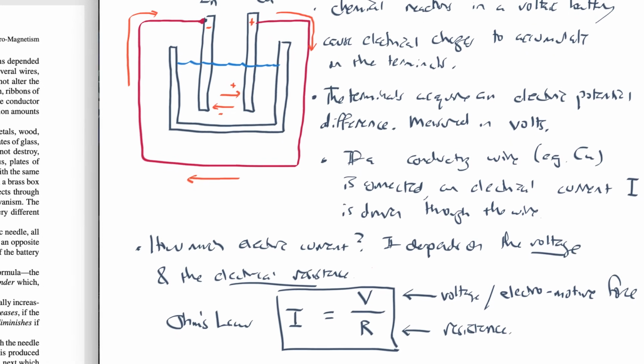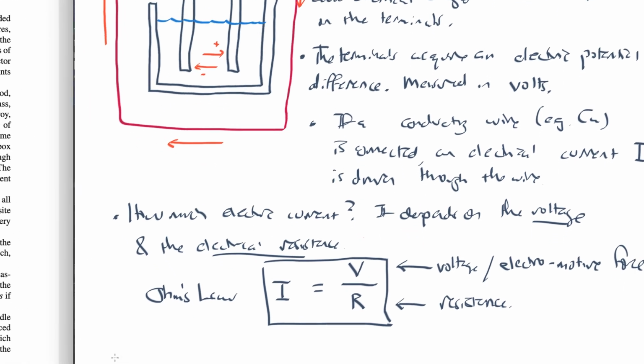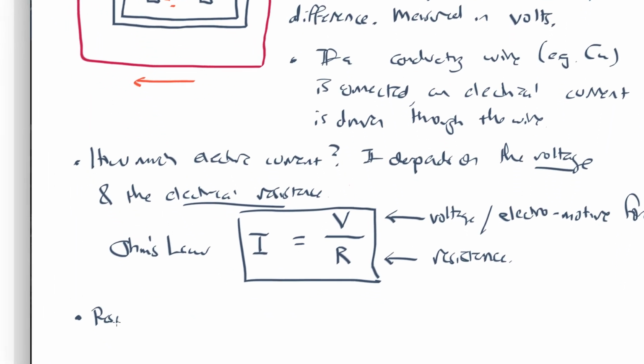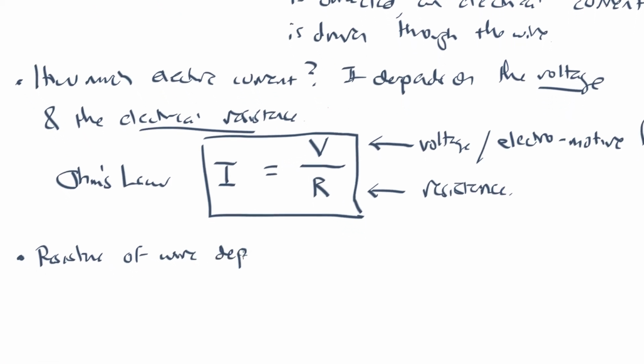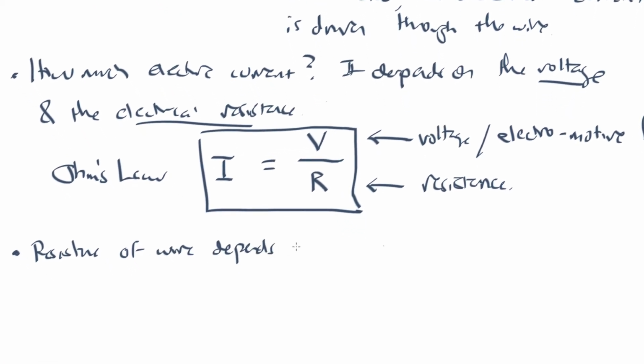Okay, so what does the electrical resistance of the wire depend on? We'll come back to this more later, but it's good to give you a heads up. Resistance of the wire depends on a few things. First of all, it depends on the length of the wire. So the longer the wire, the more resistance it offers to electrical flow. So that's one factor. Another one is the diameter of the wire, or the gauge of the wire. So a narrower wire provides more electrical resistance.